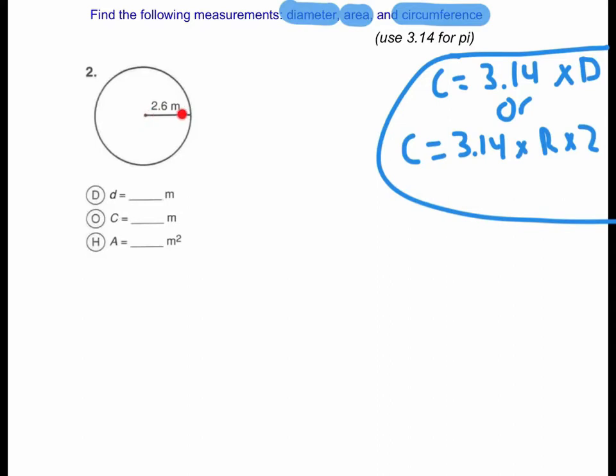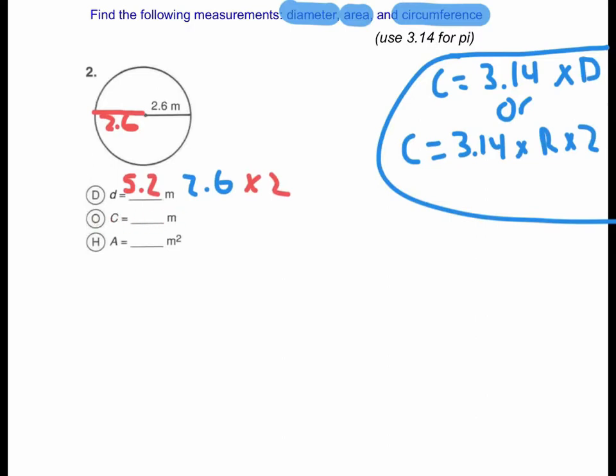So if our radius is 2.6, then to get the diameter, remember it would just continue going, so we need to double it, another 2.6. So 2.6 plus 2.6, or times 2, equals 5.2.